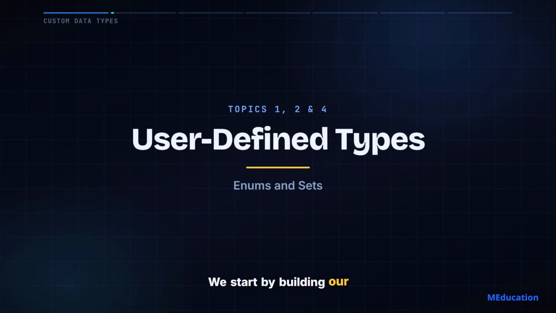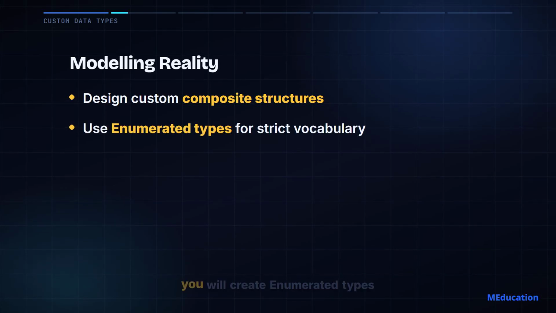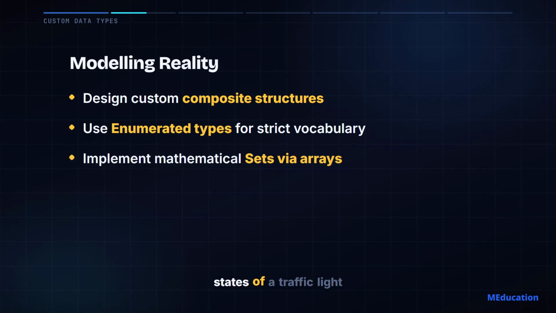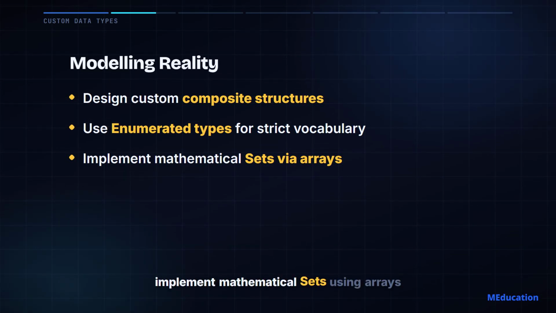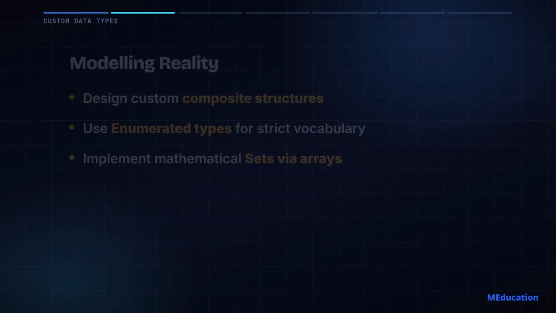We start by building our own custom data types. Instead of relying on standard strings where a typo can crash your system, you will create enumerated types. These define a strict, restricted vocabulary, like the specific days of the week or the exact states of a traffic light. You will also learn to implement mathematical sets using arrays, allowing you to perform unions and intersections. These structures prevent bugs and force your code to mirror reality.